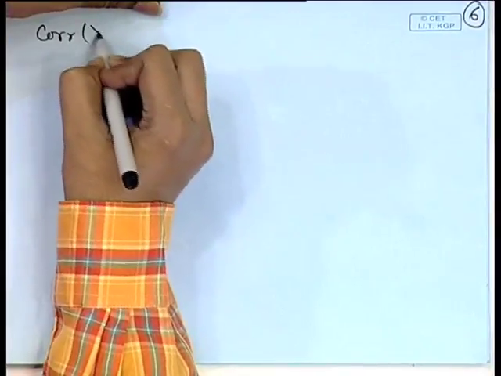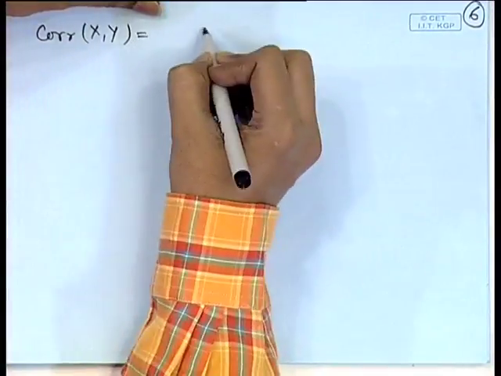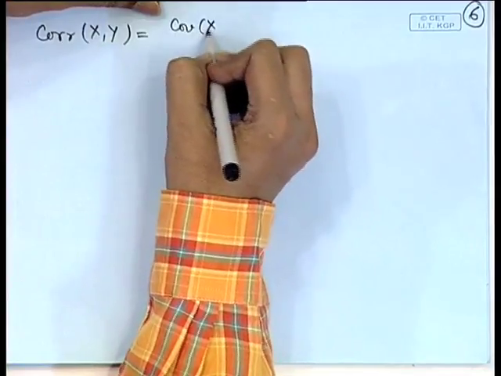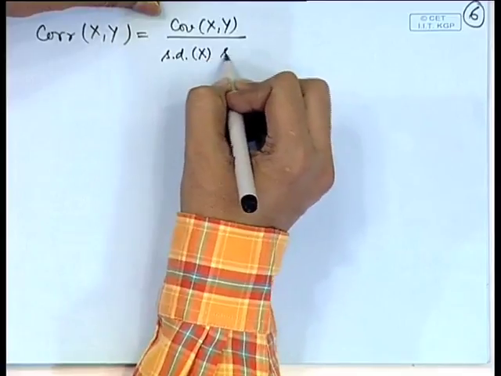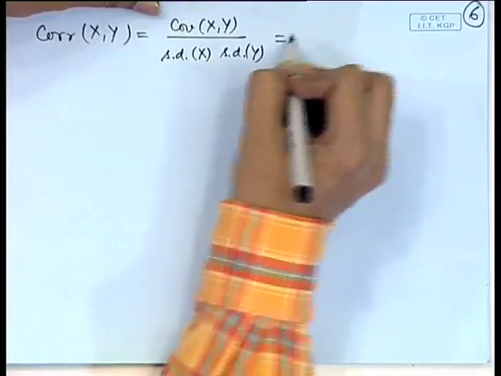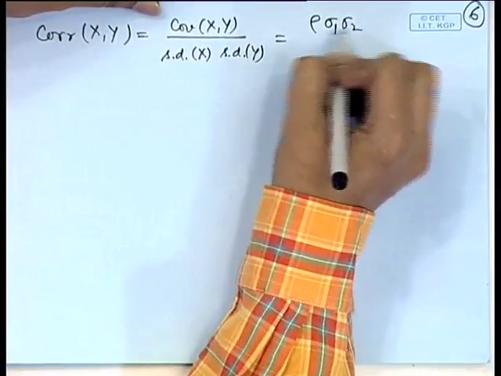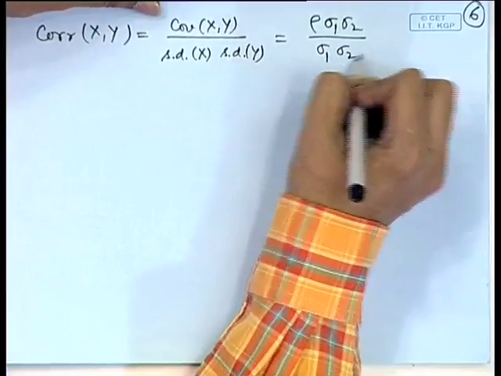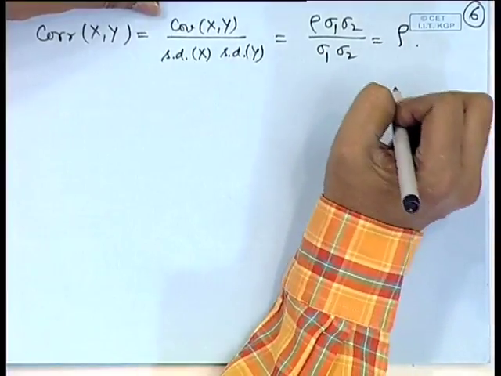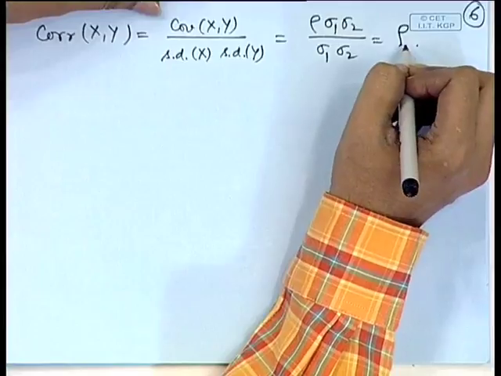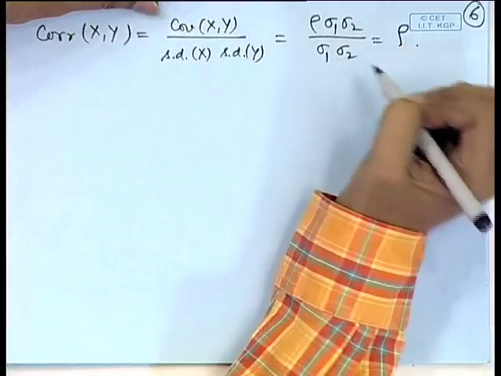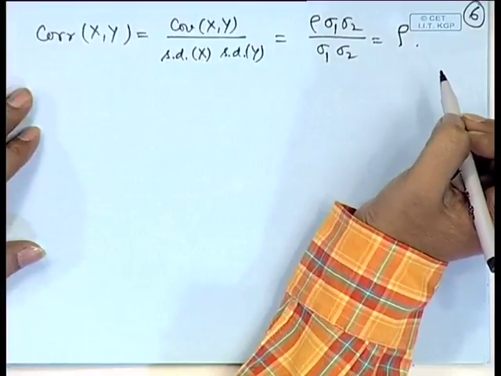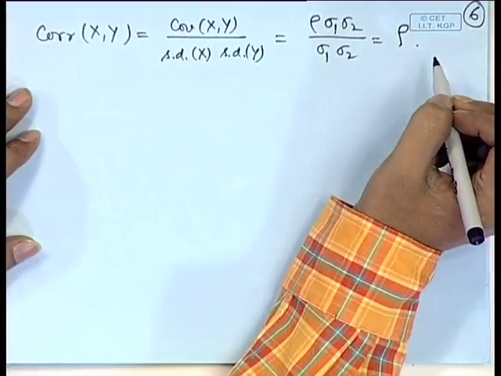Therefore, we can calculate the coefficient of correlation between x and y as covariance between x and y divided by standard deviation of x times standard deviation of y, that is equal to rho sigma 1 sigma 2 by sigma 1 sigma 2, that is equal to rho. So, the parameter rho of a bivariate normal distribution denotes the correlation coefficient between the random variables x and y.